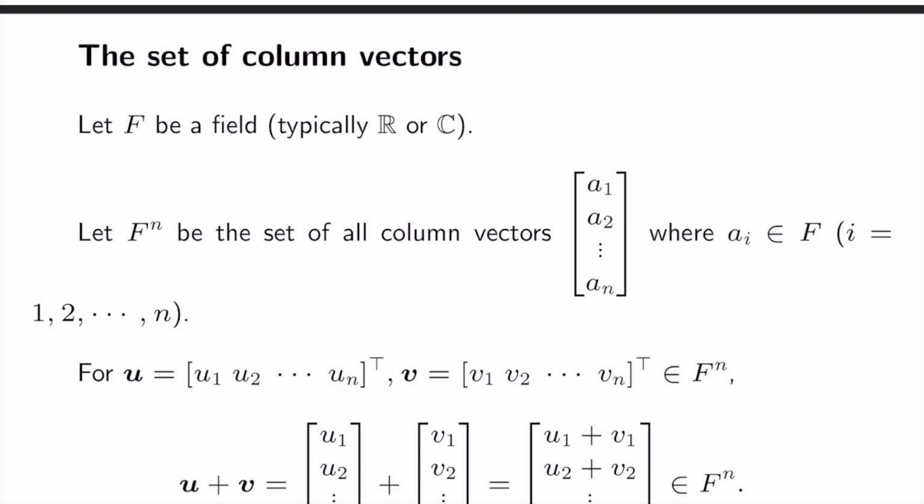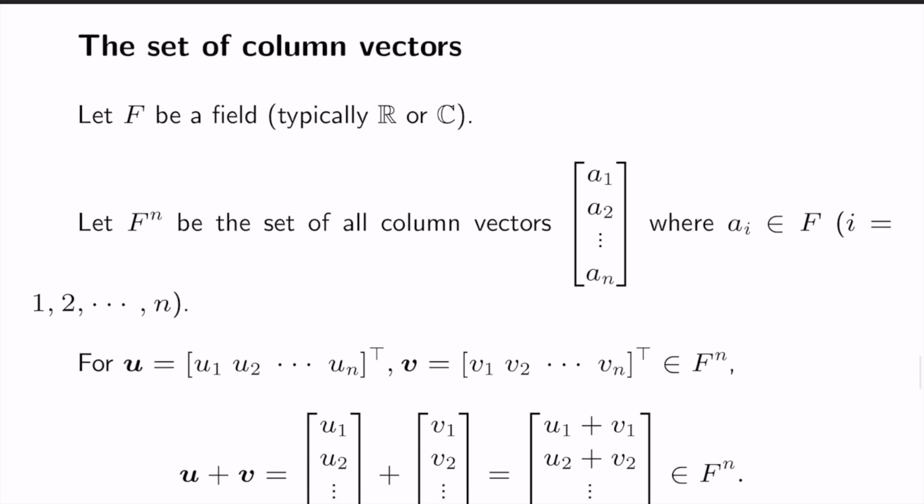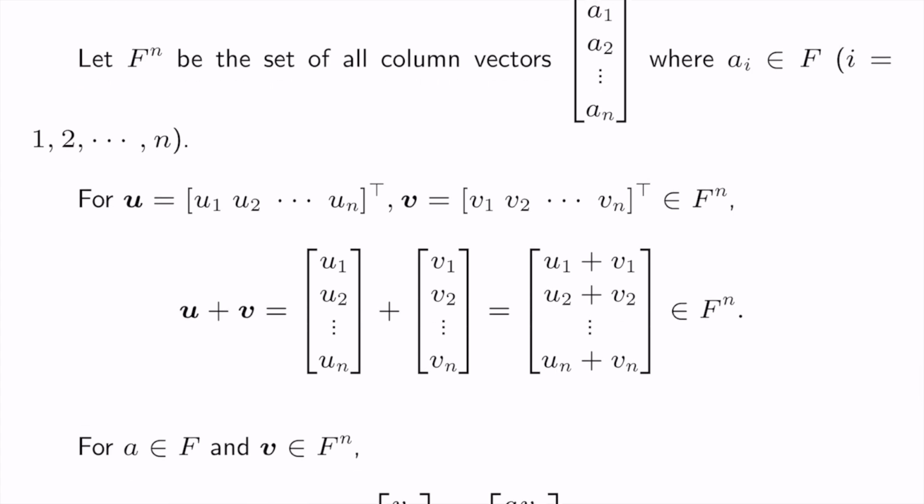Now let's turn to some examples of vector spaces. The first example is this. Let F be a field, which is typically the set of real numbers or the set of complex numbers. And let us denote by F to the power of n the set of all column vectors with n elements. Each of these elements is an element of the field F. So this is a column vector, and we consider the set of all column vectors like this one. Then this space is a vector space with the usual vector addition and scalar multiplication.